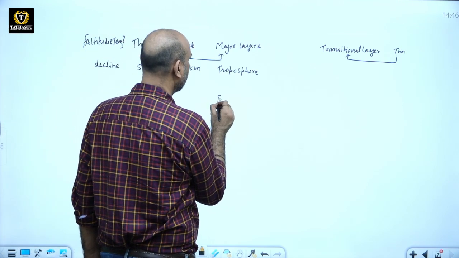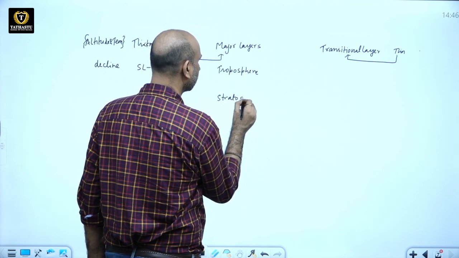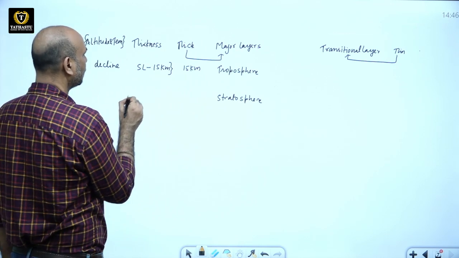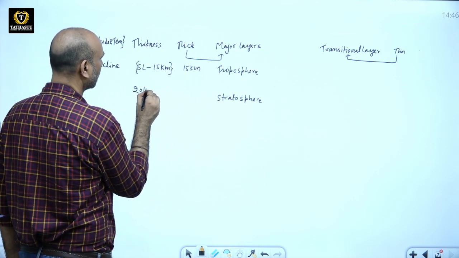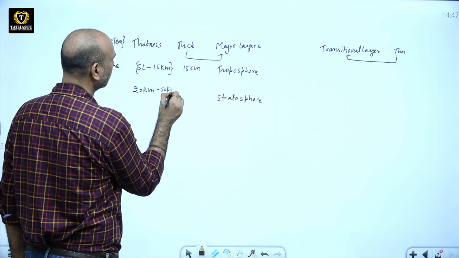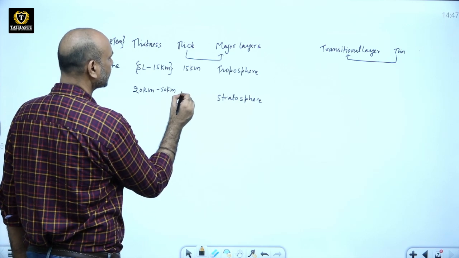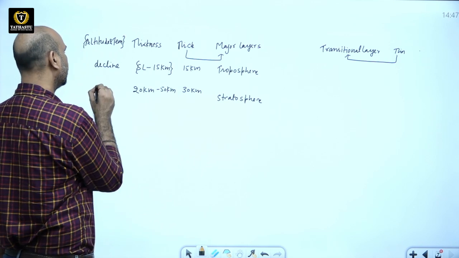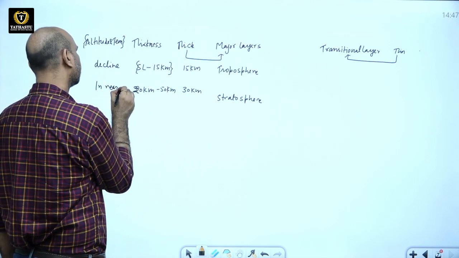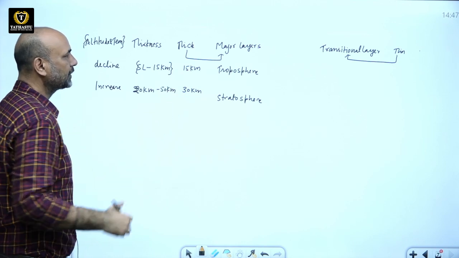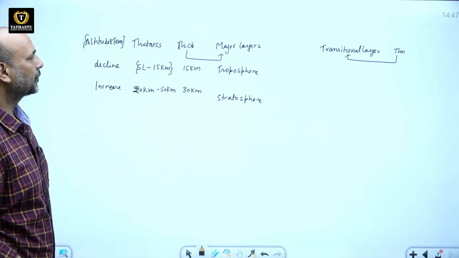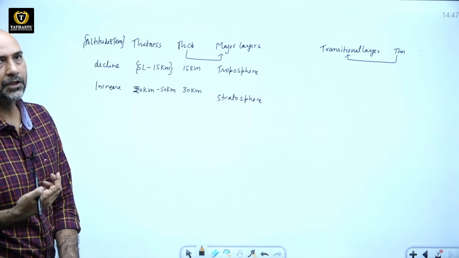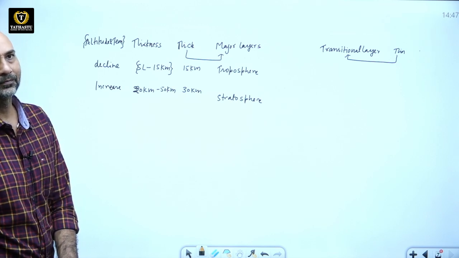Above troposphere, we have the major layer stratosphere. It is extending from 20 kilometer from sea level to 50 kilometer from sea level, means nearly 30 kilometer thick. And here temperature increases. So contrast is visible between troposphere and stratosphere. In troposphere, with altitude, temperature declines. In stratosphere, temperature increases.